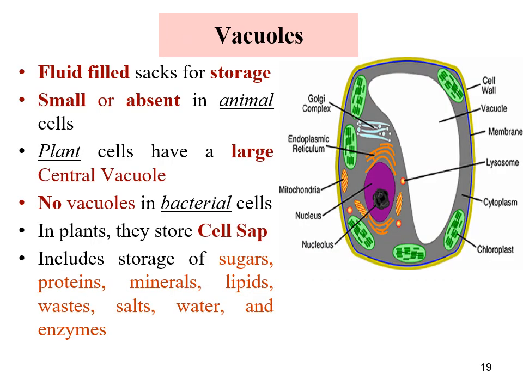Vacuoles are fluid-filled sacs used for storage. They are small or absent in animal cells, while plant cells typically have a large central vacuole. Interestingly, bacterial cells do not have vacuoles. In plants, the large central vacuole stores cell sap, which includes storage of sugars, proteins, minerals, lipids, wastes, salts, water, and enzymes.